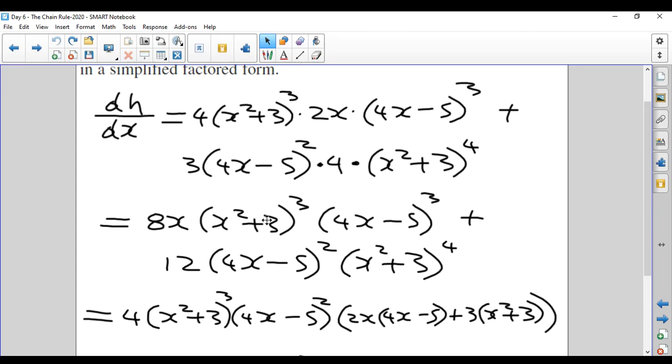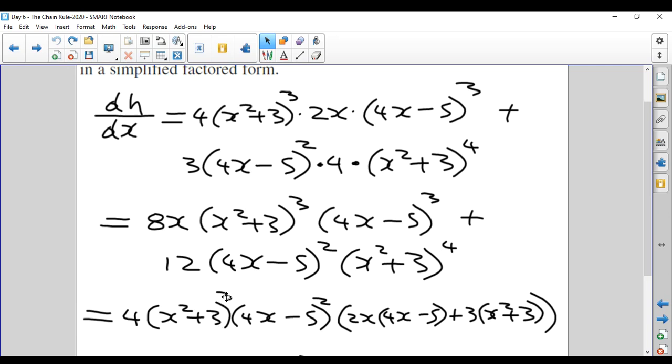There's an x squared plus 3 to the 3. There's an x squared plus 3 to the 4. Same principle. Use that as part of your common factor, but to the lower of the exponent. So that would be x squared plus 3 to the power of 3. So that's why all of this represents my common factor. The 4, the common factor between these two. Then there's the 4x minus 5 squared and the 4x minus 5 cubed. So I'm going to have 4x minus 5 squared as my common factor. There's an x squared plus 3 in both. I'm going to use x squared plus 3 to the power of 3 as my common factor.